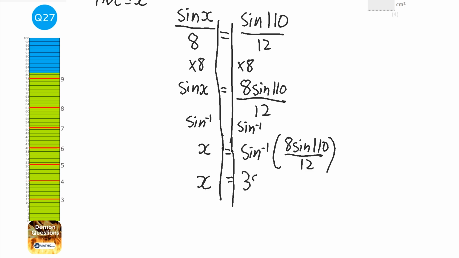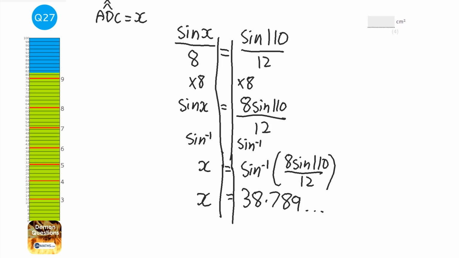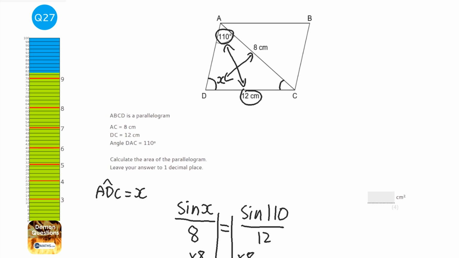So that tells me that X is 38.789 blah blah blah. Now I want to keep the accuracy if I can, so I'm going to keep that in my calculator, and then what I'm going to do is add that to the 110 to work out what this angle here is, and I'm going to call that Y.